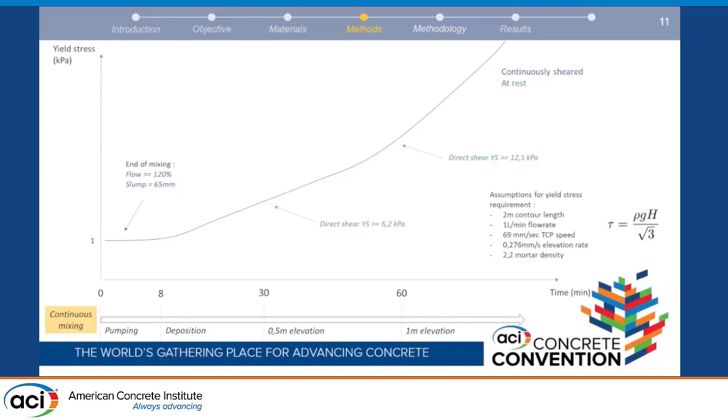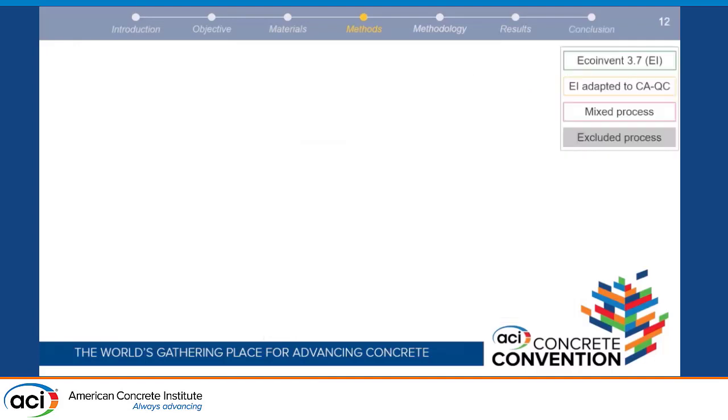We used the following assumptions. So 2 meter contour length, 1 liter per minute flow rate, and a 69 millimeter per second tool center point speed. So that gives us a structuration rate of 3.5 pascals per second.